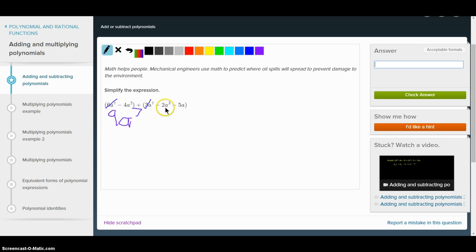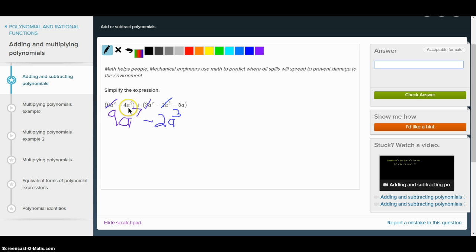And then we'll go to these a to the 3rd. There's no other a to the 3rd, so this is just going to be itself, minus 2a to the 3rd.